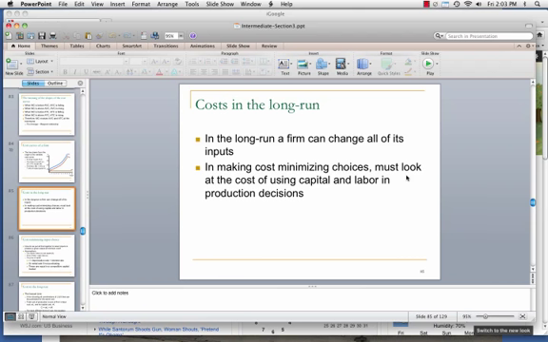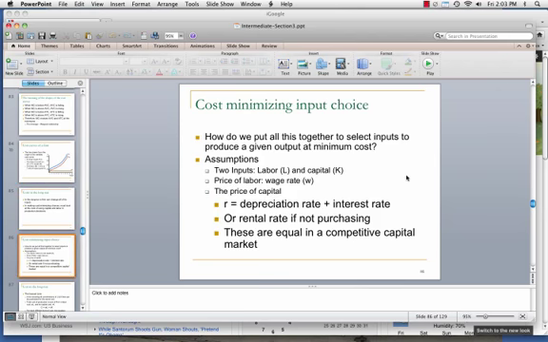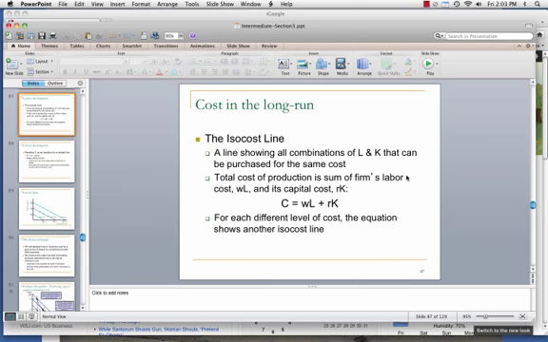Now, slide 85 is important, if not only because it tells us how things change in the long run. And costs in the long run, now the firm can change how much labor and capital it's using. Labor, the price of labor being the wage rate, the price of capital being the rental rate, or R. Even if it's not renting, we still consider it that.